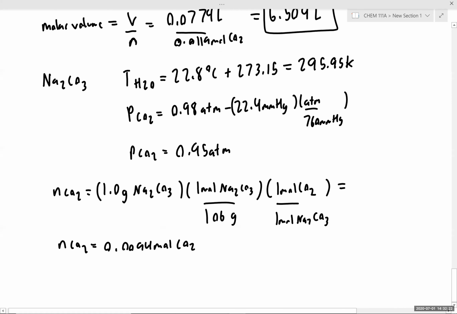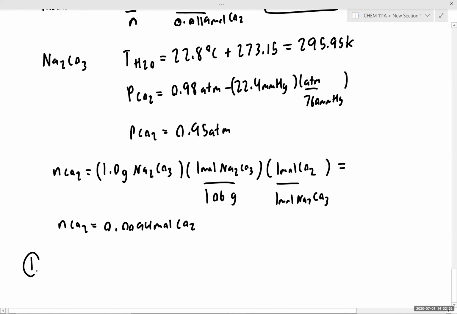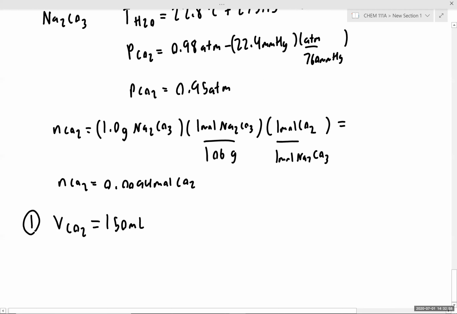Perfect. So now we have almost all the data we need. For our first trial of our sodium carbonate run, what was the volume of carbon dioxide collected? 150 milliliters. That sounds a little more right. Yep. Okay. So then we can convert that into liters. We get 0.150 liters.